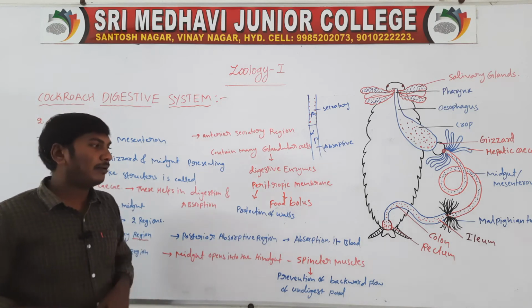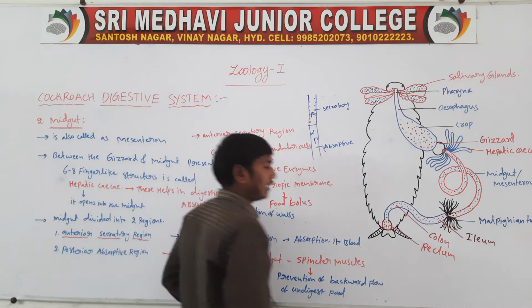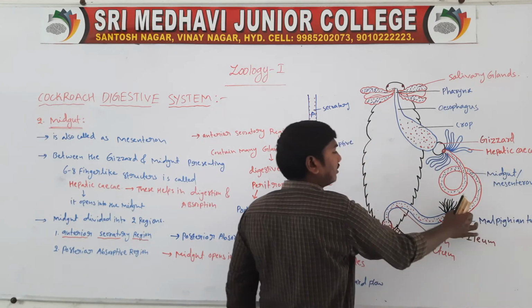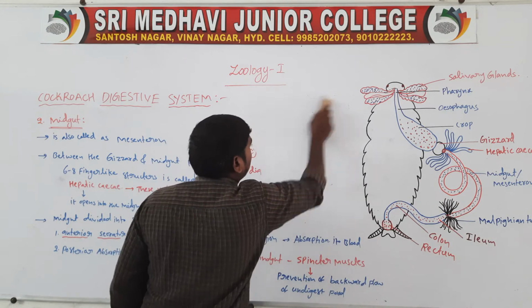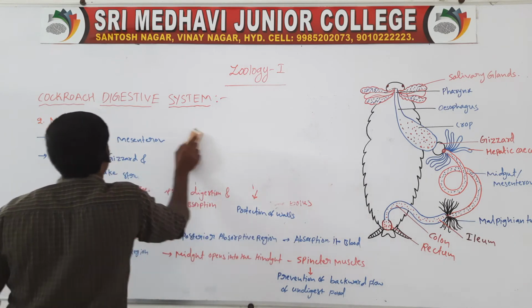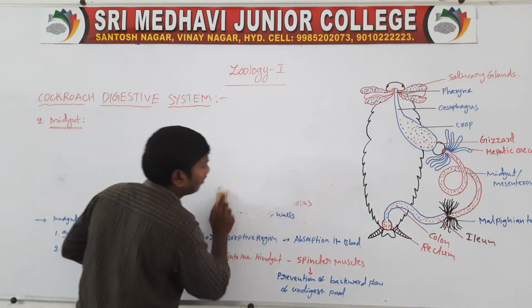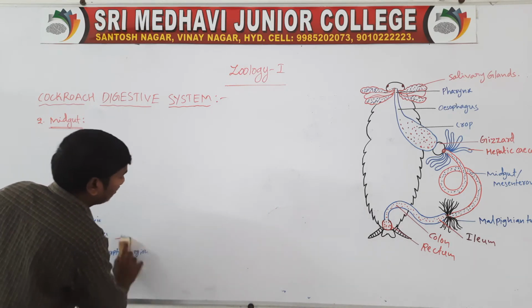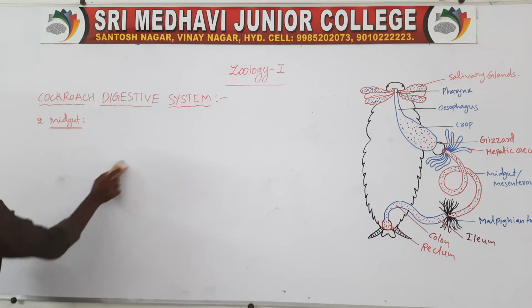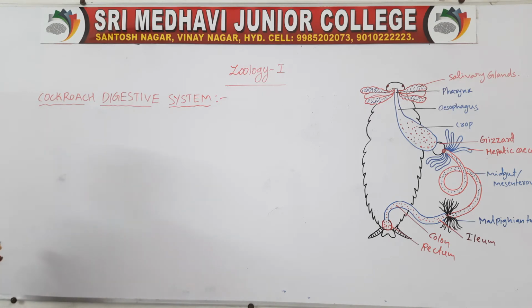Next, the midgut opens into the hindgut. The midgut is also a short narrow tube. Next, the third one, the hindgut.